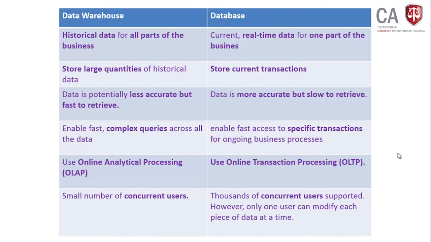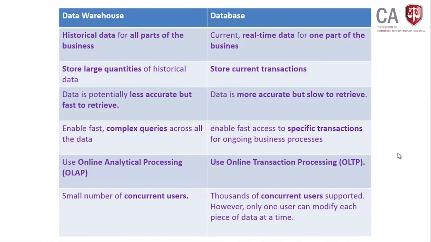Data warehouse. A data warehouse contains historical data for all parts of the business. In a database, current real data is stored. Historical data, real data, all the parts of the data will be stored.